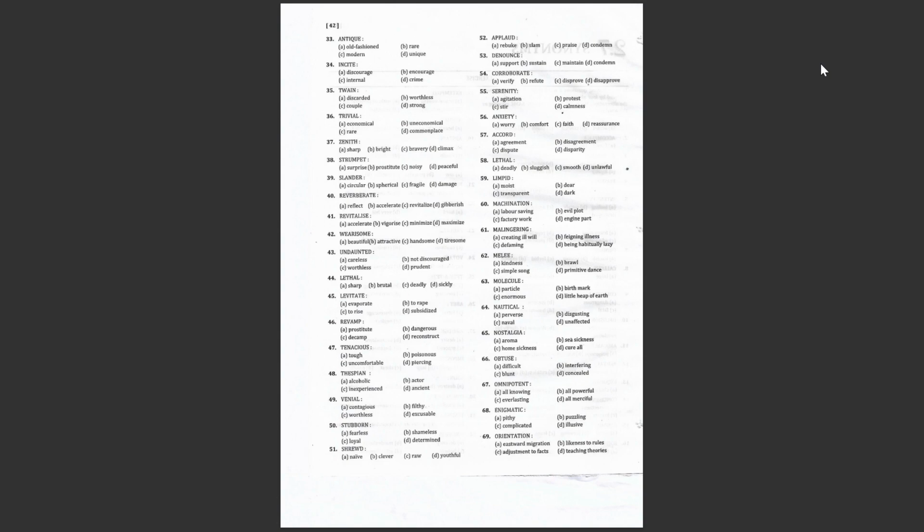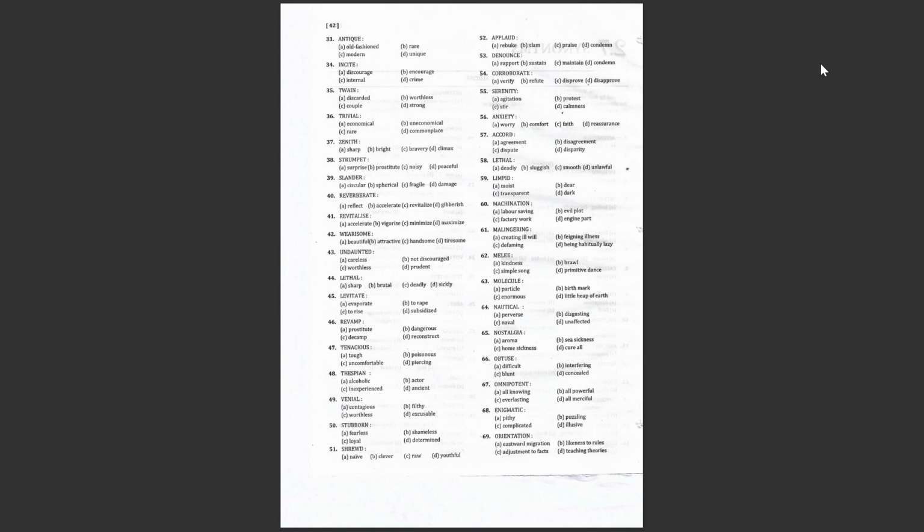54. Corroborate. Corroborate means to confirm. Confirm कैसे करेंगे? आप checking करेंगे, आप verification करेंगे, and then you would go ahead and confirm anything. So the correct synonym here would be to verify.